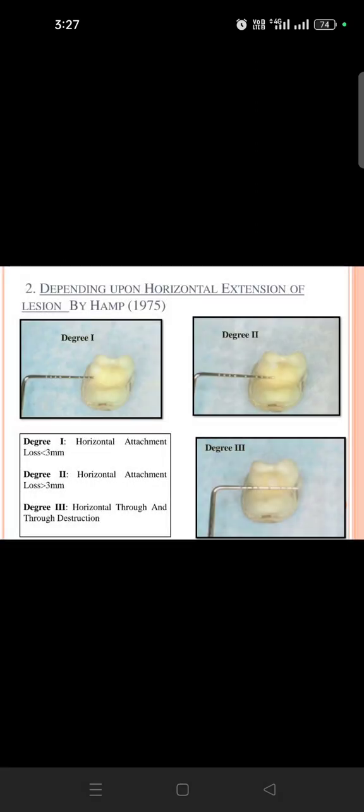Now coming towards the next classification, which depends upon the horizontal extension of the lesion, given by Hamp in 1975. Here, degree 1 is horizontal attachment loss of less than 3 mm. Degree 2 is horizontal attachment loss of more than 3 mm. And degree 3 is horizontal attachment loss with through-and-through destruction. Photographs of all 3 degrees of furcation involvement have been provided.